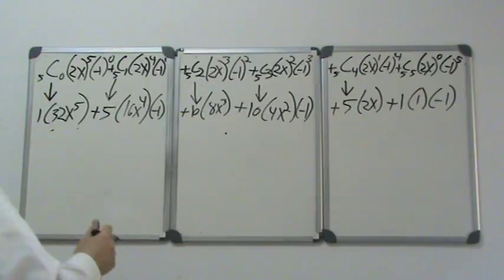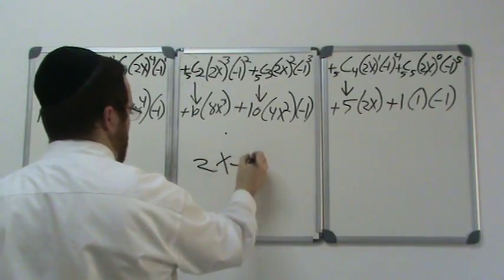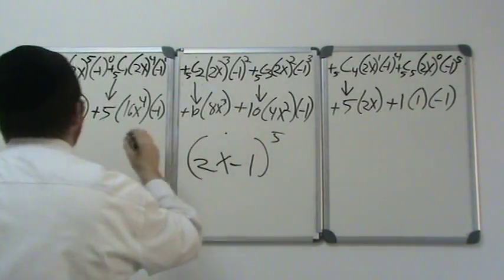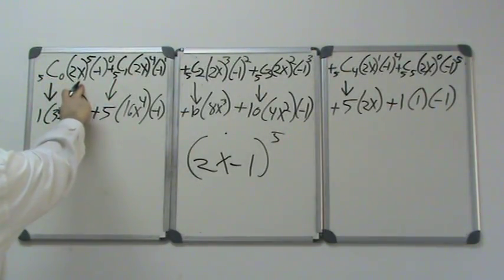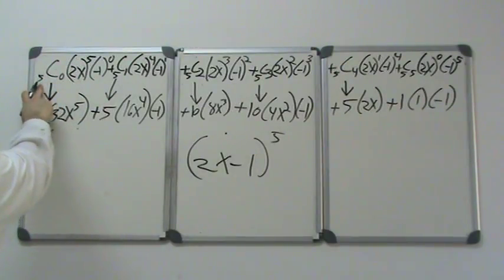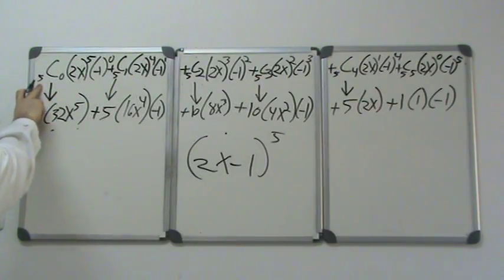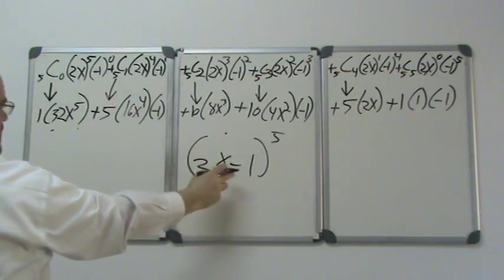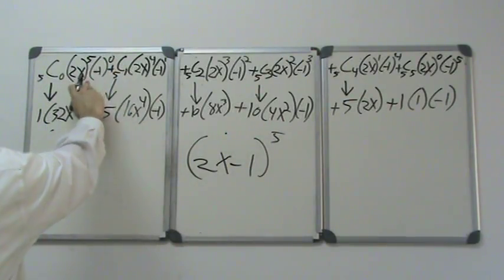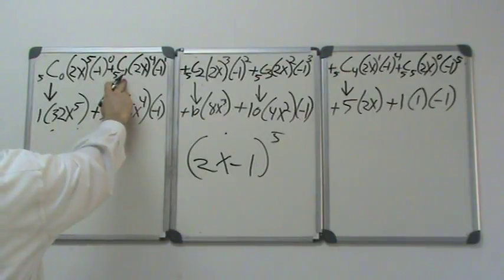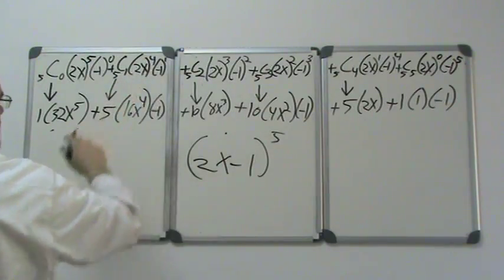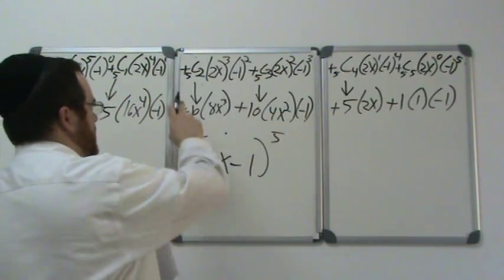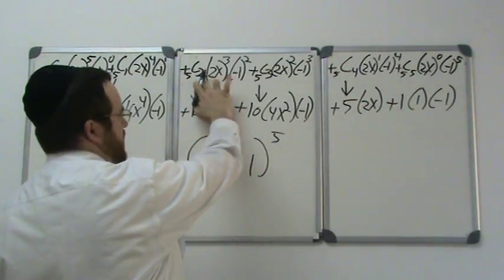So we're going to work out (2x - 1)^5. We do 5 combination 0 times 2x to the 5th power, because we start with the 5, and the negative 1, which is the second one, is to the 0 power. Plus 5 combination 1. The second one is 5 combination 1 times 2x to the 4th power and negative 1 to the 1st power. And as you see, we're going up.